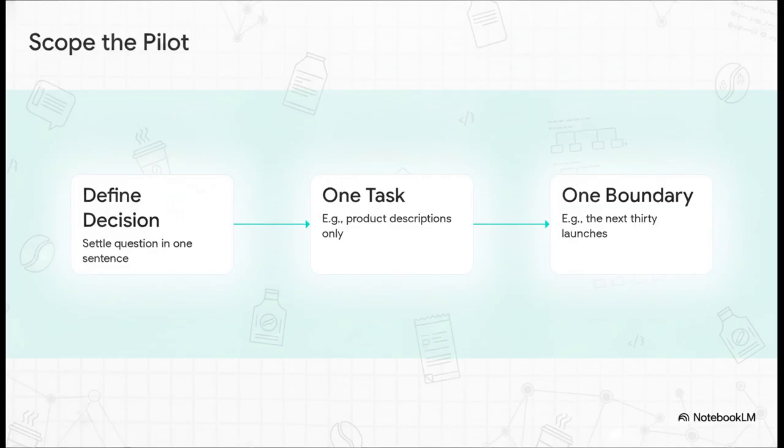It's not a pilot. For our coffee brand, the core decision is, should we use AI drafted descriptions across the full catalog? We are scoping that down to one specific task, product descriptions only, and setting one strict boundary, their next 30 product launches. If you start mixing tasks, you'll totally contaminate your results.